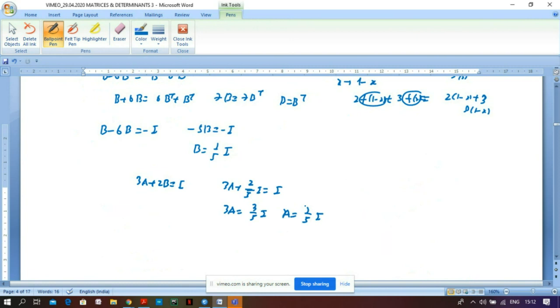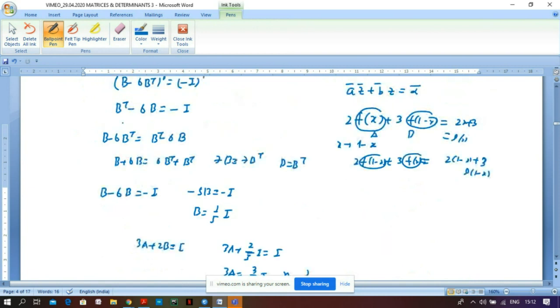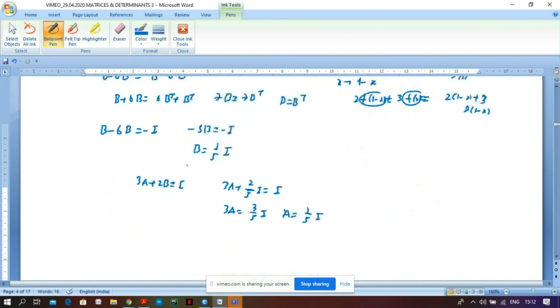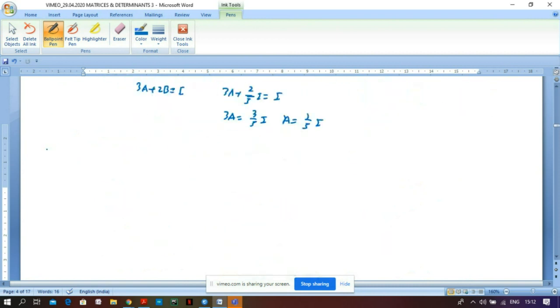So here we had one equation. We got an equation for B and B transpose, and we made use of it to find another equation. And so we got our answer. So given one equation, it is used twice to create more equations.